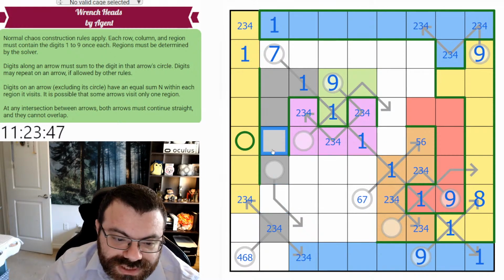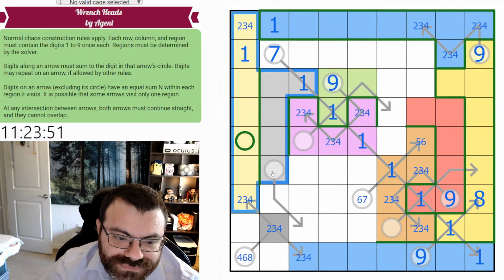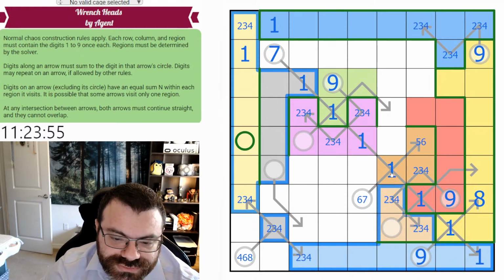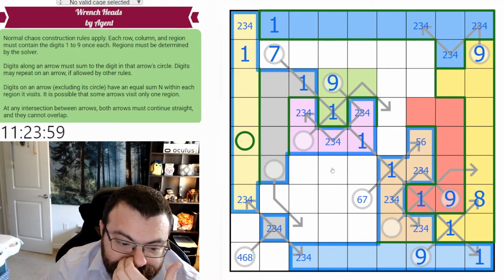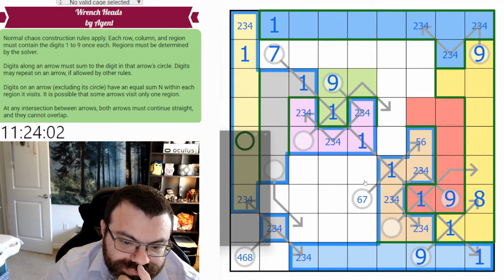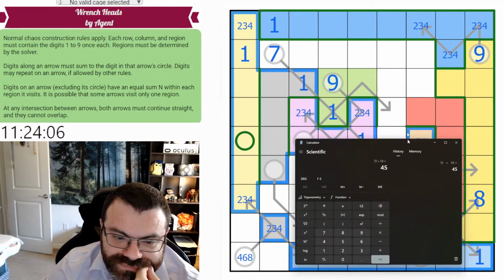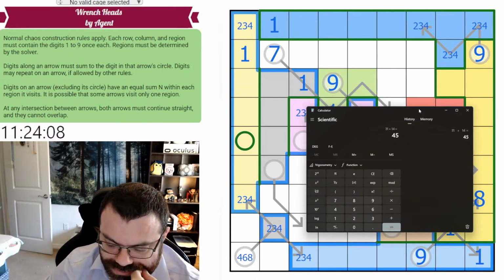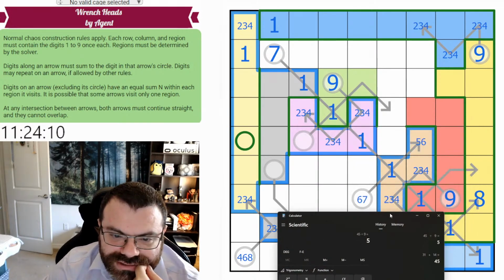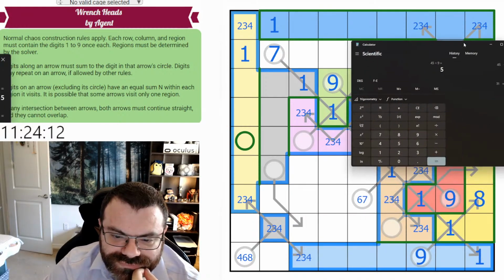Let's just blank this out for a second. Then we've got 1, 2, 3, 4, 5, 6, 7, 8, 9, 10, 11, 12, 13, 14, 15, 16, 17, 18, 19, 20, 21, 22. We've got 31 used cells. So 31 plus 14 is 45. That is the exact correct number of cells for those 5 regions.